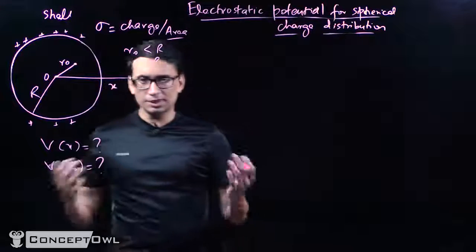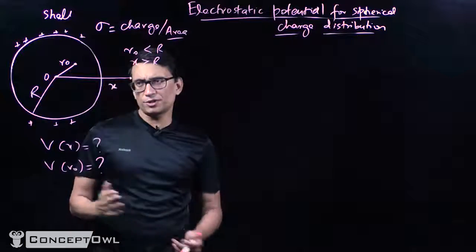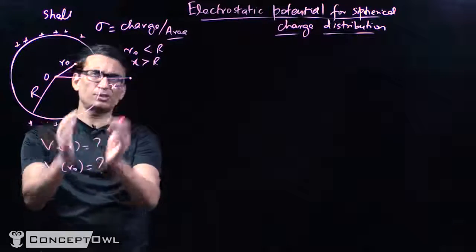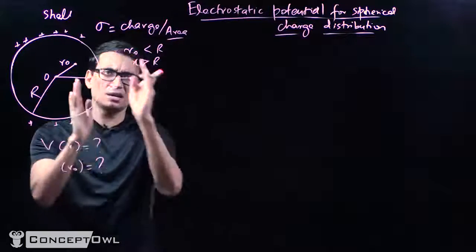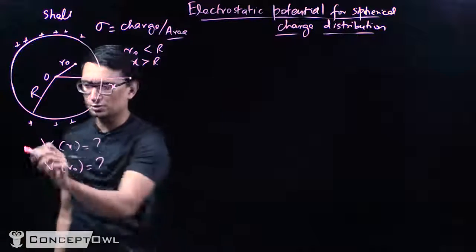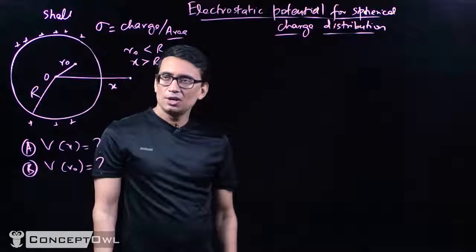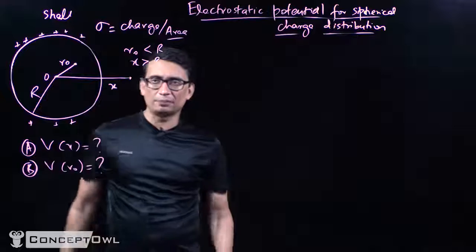Okay guys, so now let's work out the solution to this problem. So we talked about a spherical uniform charge distribution. Sigma is the charge per unit area. Two points, one is outside, one is inside, and we have to find the potential for these two points. So let's call this problem A and problem B. Let's get started with problem A.